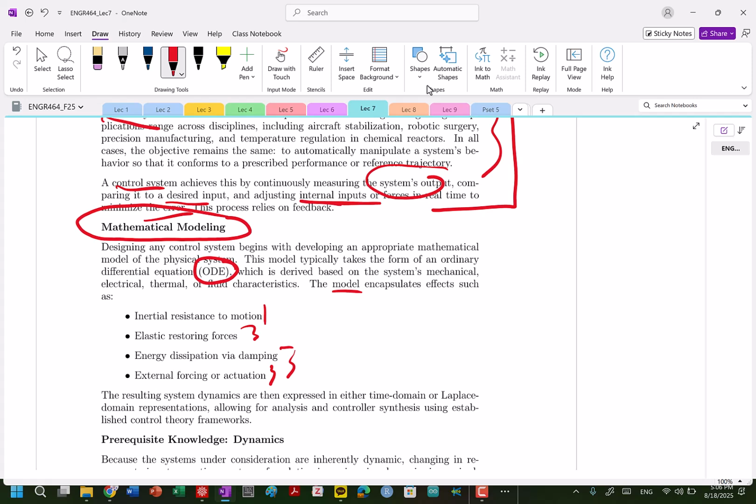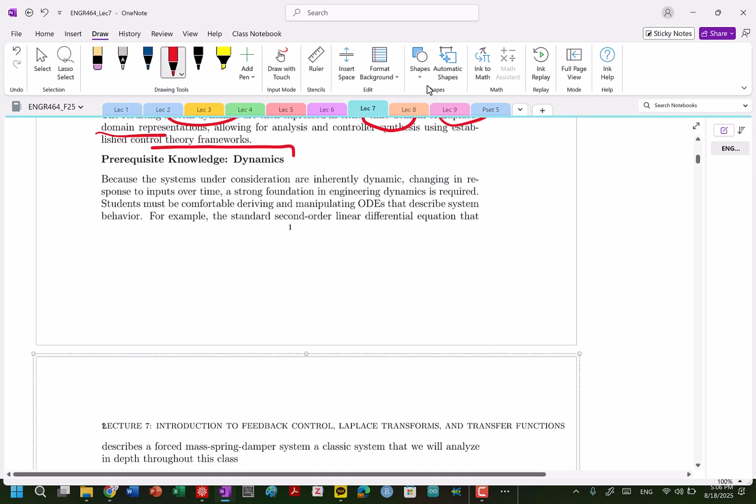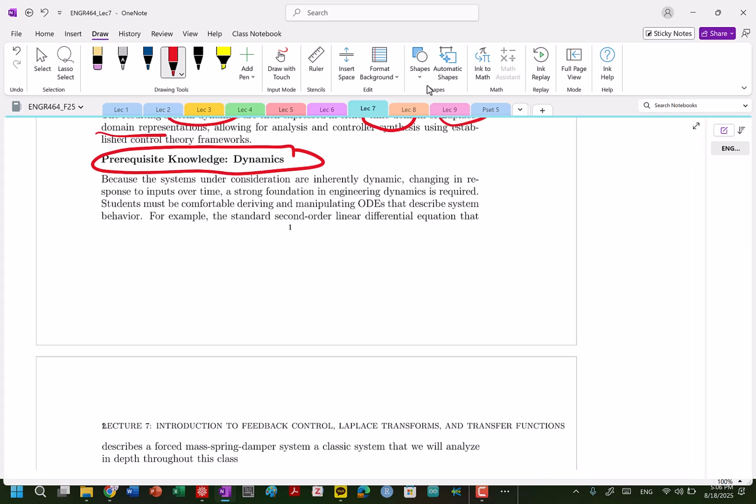We're also going to look at these system dynamics because an ODE is time varying, right? When you're looking at a time varying function, maybe not position, we're going to express it in the time domain or, more commonly, in the Laplace domain, and we're going to establish why we do so. We need to have in this course a strong background in dynamics or vibrations.